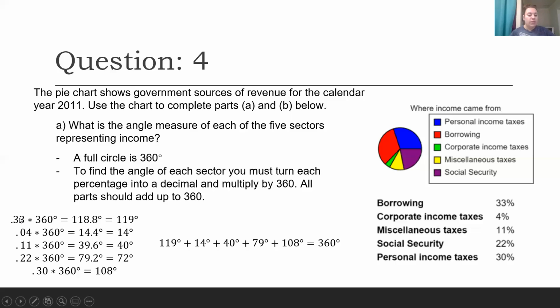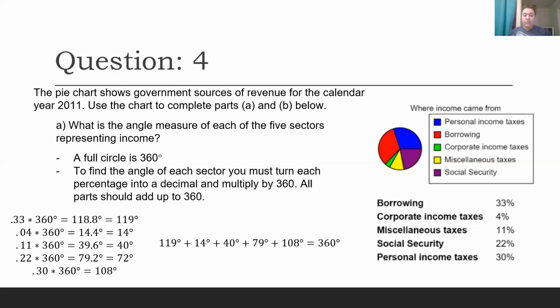So what we did was our 33%, which is borrowing, we turned it into a decimal. When you're turning something into a decimal, you move the decimal 2 places. So our 33% turns into 0.33 times 360 equals 118.8. And when you round it up, it's 119 degrees. So that is the angle of borrowing.